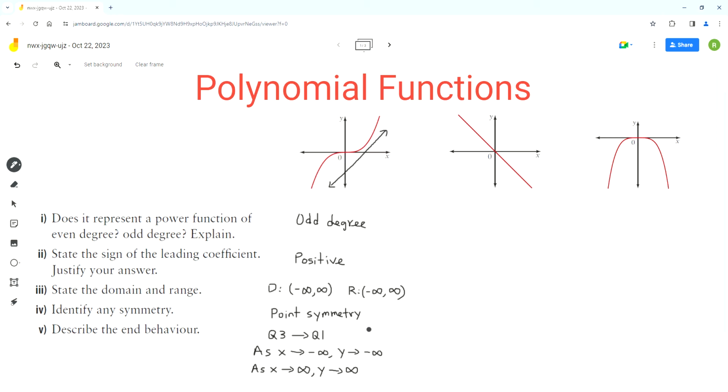Now we can answer the questions for the middle graph. Does it represent a power function of even degree or odd degree? This is an odd degree because the graph goes across the x-axis from left to right. In this case, the graph on the left side starts in quadrant 2, goes across the x-axis and ends in quadrant 4. So that's why it's odd degree.